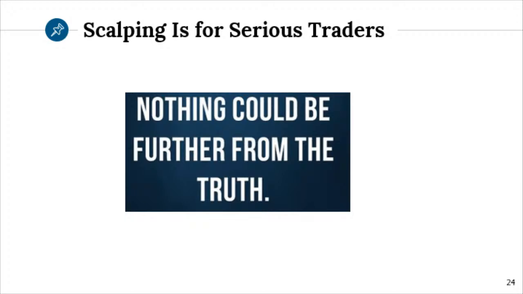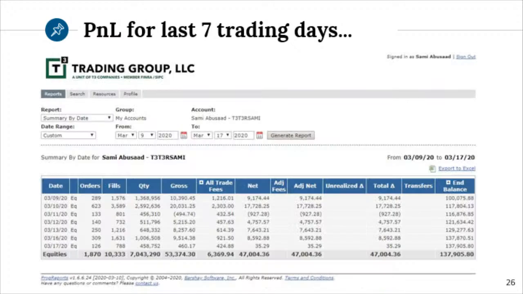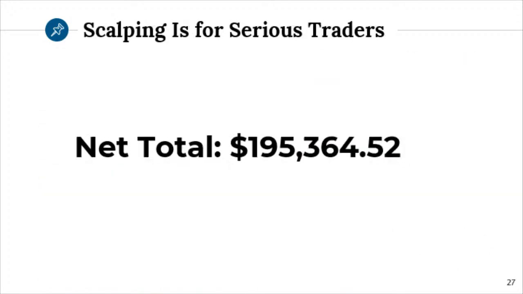During the March craziness, in 7 trading days, that's my P&L from E-Trade, P&L from Sterling. In 7 trading days, I made 195K. Now, you might say, well, just those 7 days? No, the whole year was good.